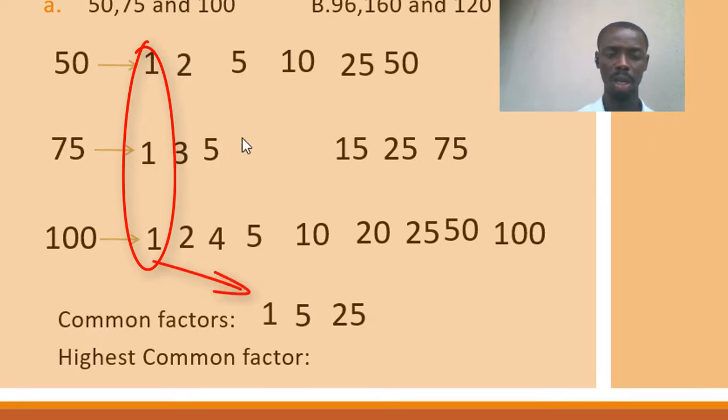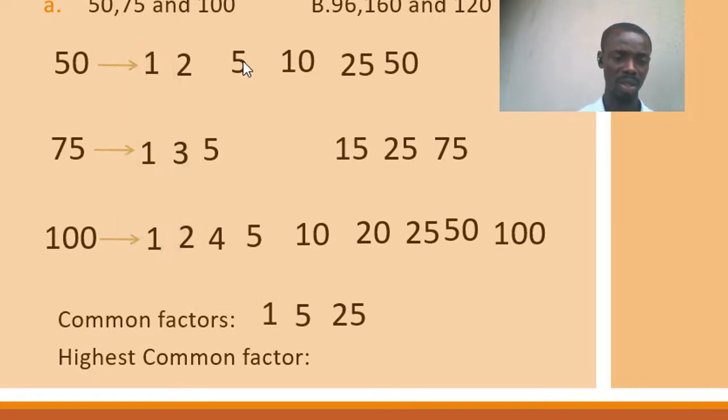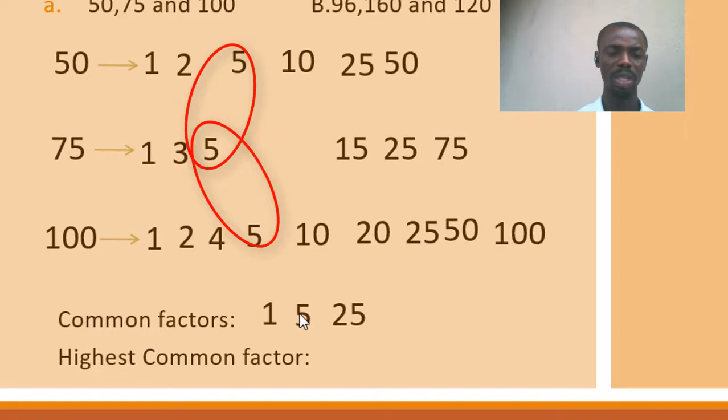There is a 2 here. There's no 2 here. No 2 here. So it means that 2 is not common. Though 2 is there, but it's not common to the 3. It's not with 75. Now, 5 is there, 5 is there, and 5 is there. So 5 is also a common factor. That is why you see it displayed here.